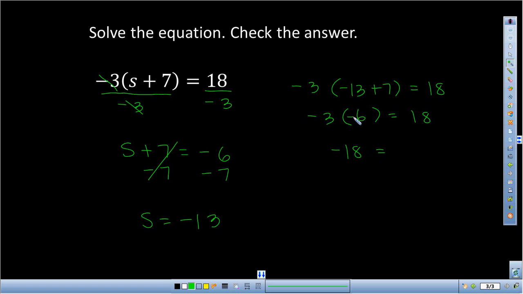I'm sorry, that should be a negative 6, yes. So we have negative 3 times negative 6 is a positive 18. And on this side, we have a positive 18. And so sure enough, that checks.